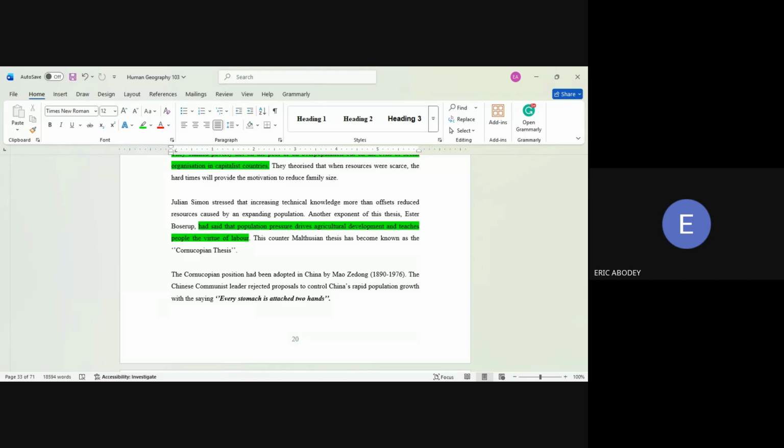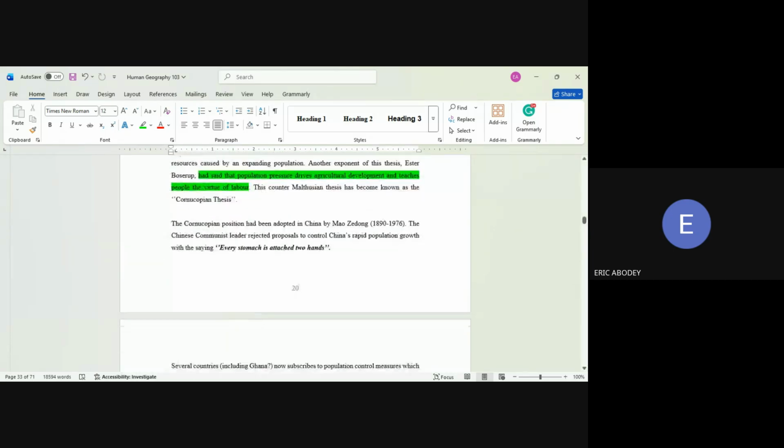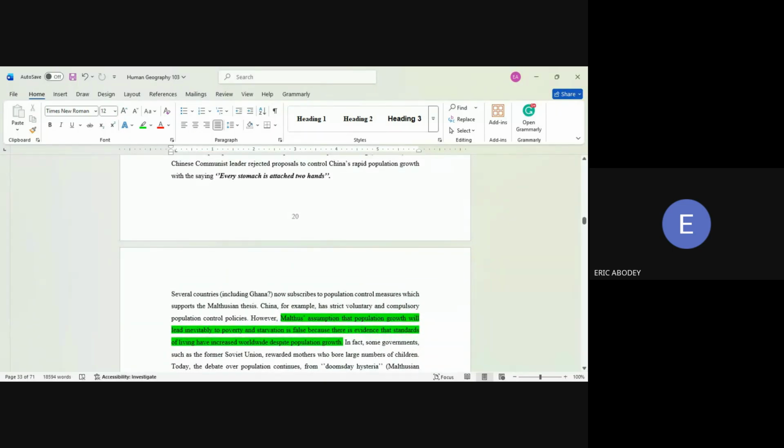In fact, to some extent, I also don't believe in that. But you see, you may have two hands, but other factors that will help you take care of yourself might not be there. But he limited it to the fact that if every stomach is attached with two hands, then we should not care about what will be the outcome if population increases.